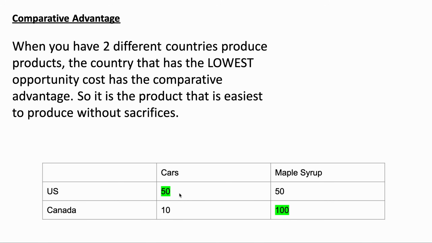Then let's calculate maple syrup. For the United States, it's 1 to 1. For Canada, the opportunity cost of one maple syrup is 0.1 cars. So Canada is lower, so they have a comparative advantage. So the United States has a comparative advantage in cars, and Canada has a comparative advantage in maple syrup.